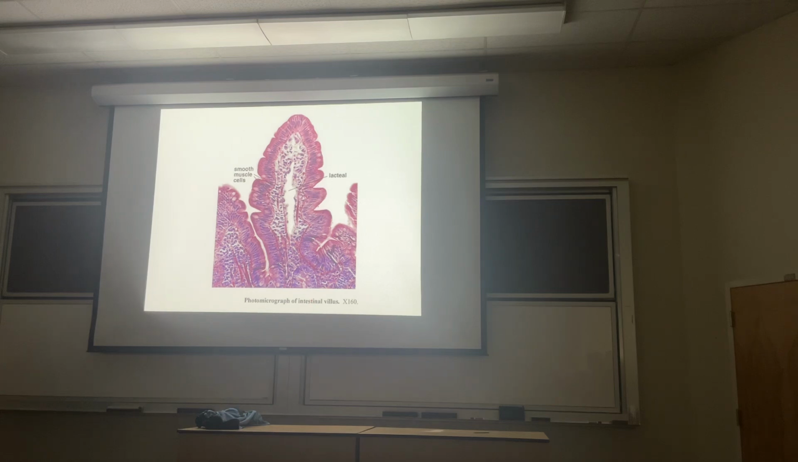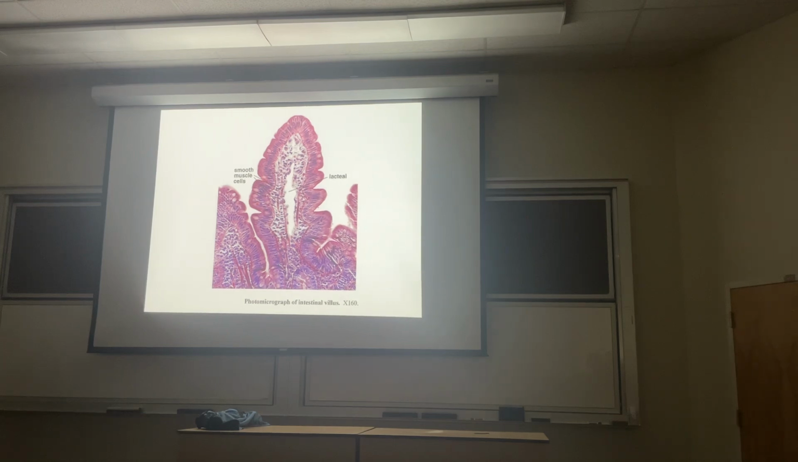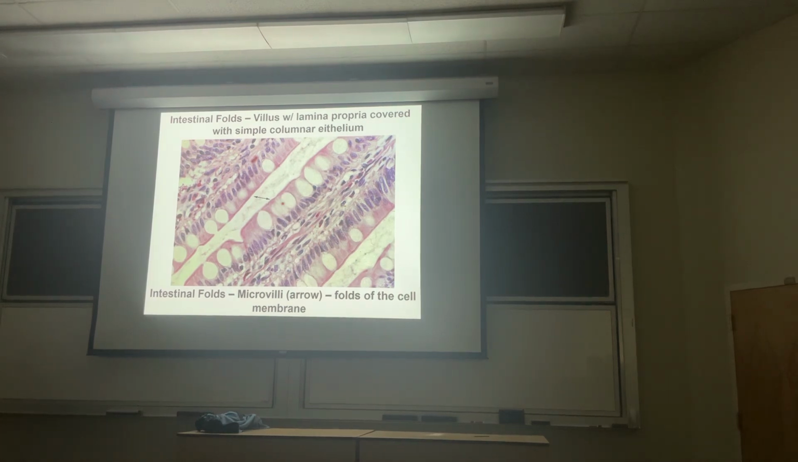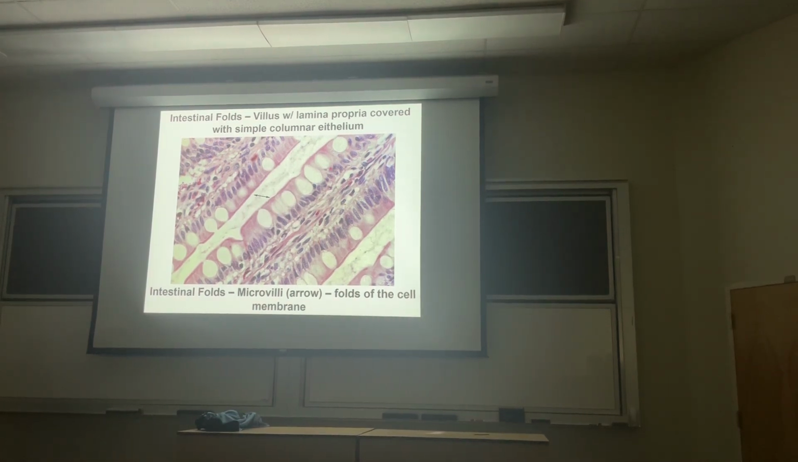This is a villus with a nice lacteal there. Again, this is part of the lamina propria coming up into the villus. And here's our simple columnar epithelium. We feel like we're real experts on goblet cells now, don't we? These are goblet cells interspersed in the simple columnar epithelium. Lots of goblet cells here that we see in this high magnification.